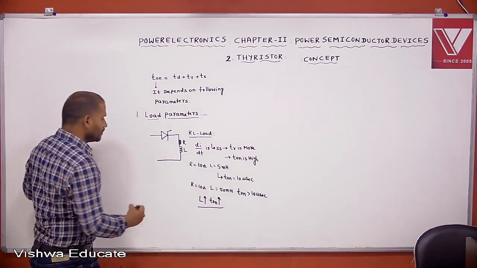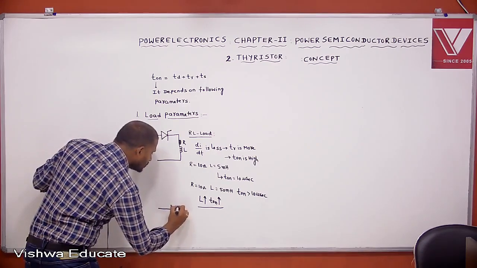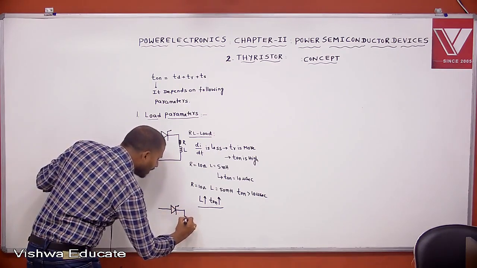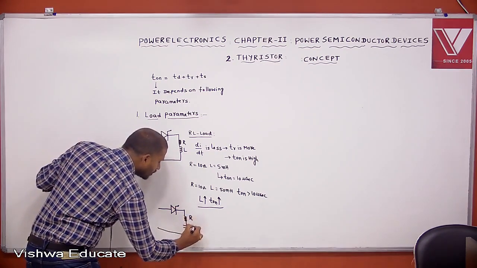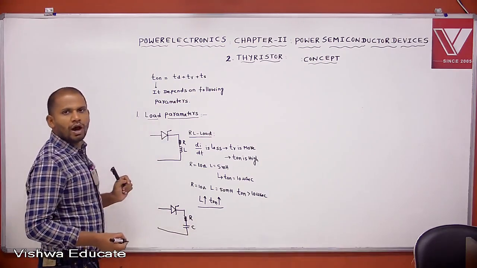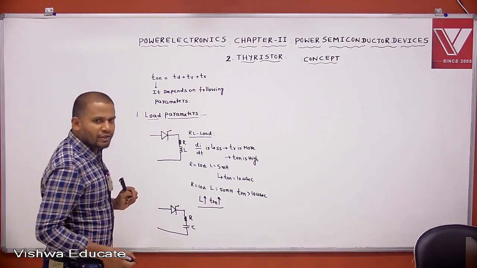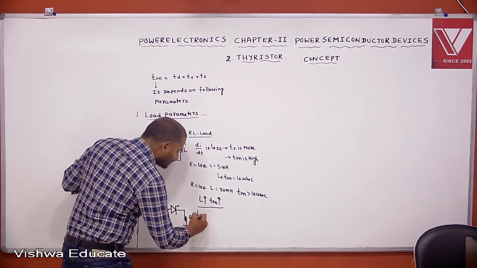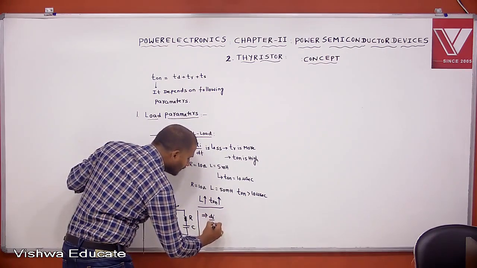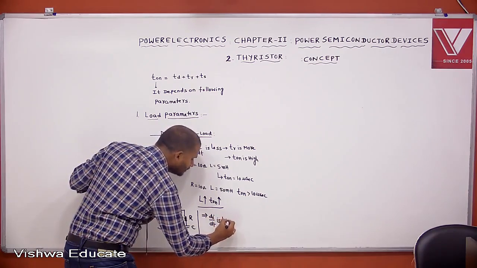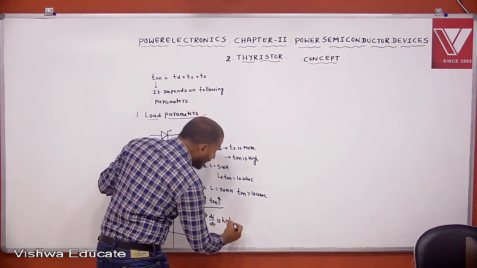For example, if the same thyristor is used to supply power to an RC load, because of the capacitor, you tell me, di by dt is high. There is a large rise of current. Di by dt is high.